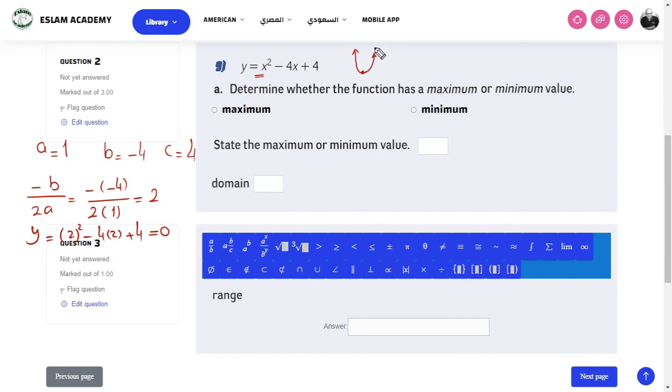As we said before, we have a minimum point. The value of this minimum equals 0. For any quadratic equation, the domain will be equal to R. Once the parabola is open upward, it means the range will be y is greater than or equal to the y-coordinate. You will find that the y-coordinate equals 0, so it means y is greater than or equal to 0.